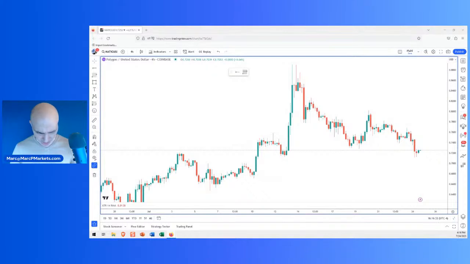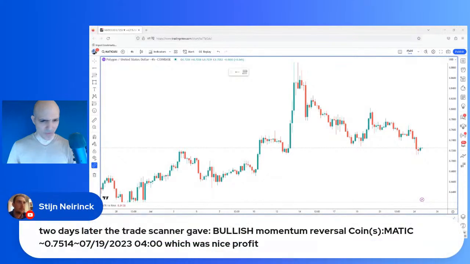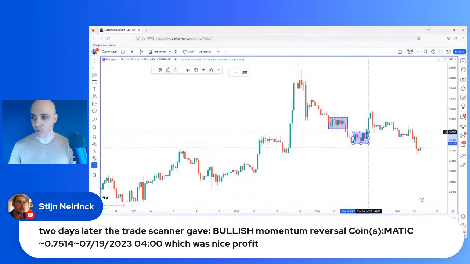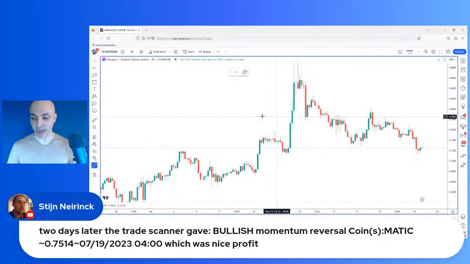The trade scanner gave a bullish momentum reversal on Matic at 75.14. Oh, so it called it again. That's interesting, Stian. Thank you for pointing that out. This happens a lot, where it'll make a call and then it'll call it again. That one worked. I've been noticing this with the trade scanner as well. It makes a call, and then it calls it again, maybe 4 to 8 to 12 hours after.